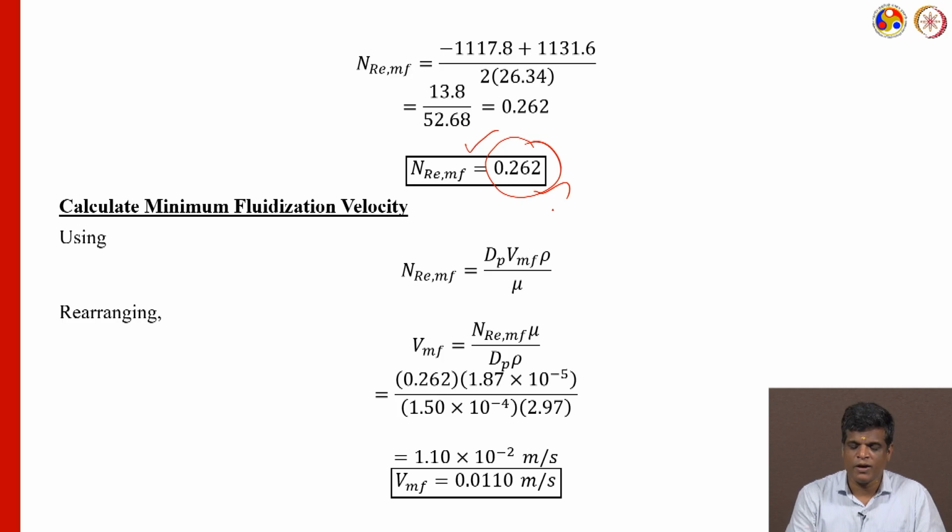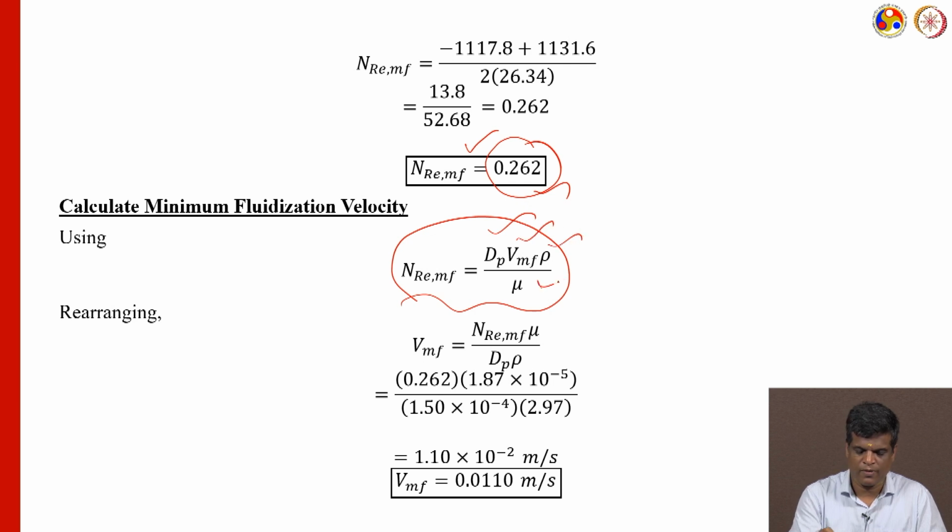So once we know the Reynolds number, and we know this equation, Reynolds number equal to diameter of particle, minimum fluidization velocity, density, then viscosity, we rearrange the equation and get the minimum fluidization velocity Vmf equal to 0.0110 meter per second. So from there we got the minimum fluidization velocity.